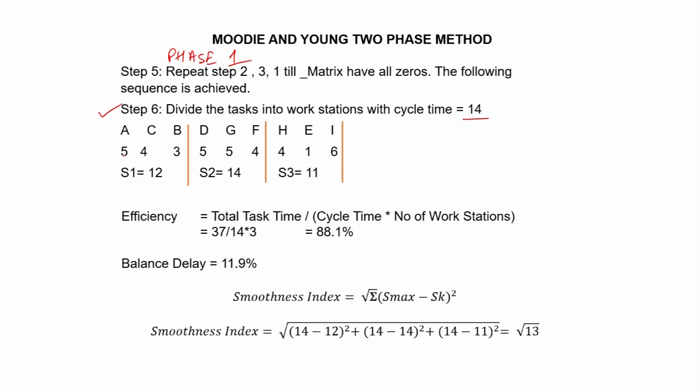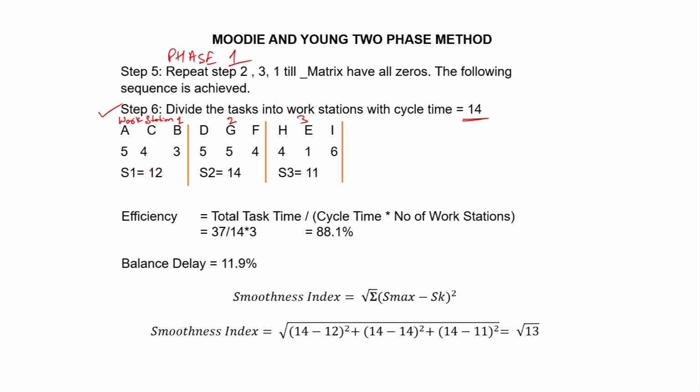Task A has 5 units, C has 4 units, B has 3 units. So, altogether it is 12. I cannot add one more, D, because that will then violate this 14 time unit constraint. So, one workstation has elements A, C and B. Then the second workstation has elements D, G and F, and workstation 3 has H, E and I. So, I am able to allocate all the tasks among 3 workstations.